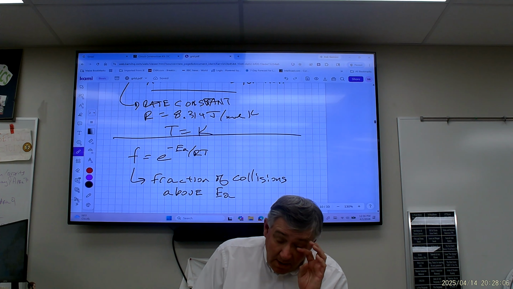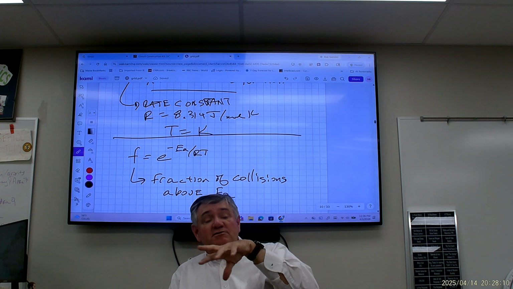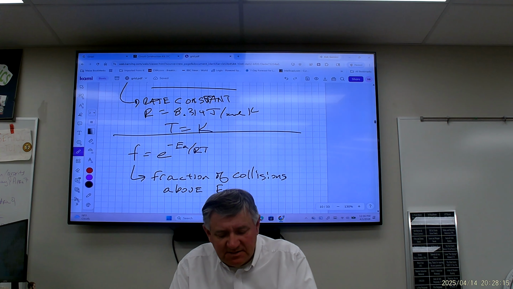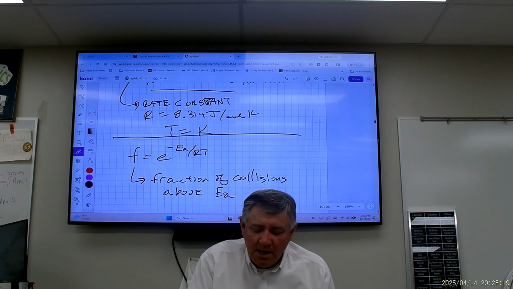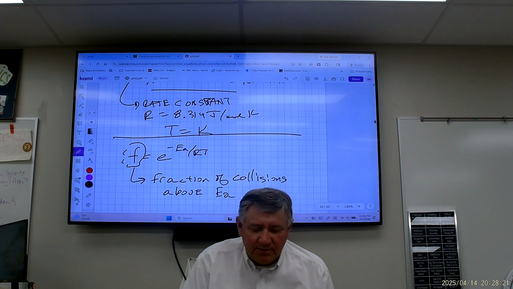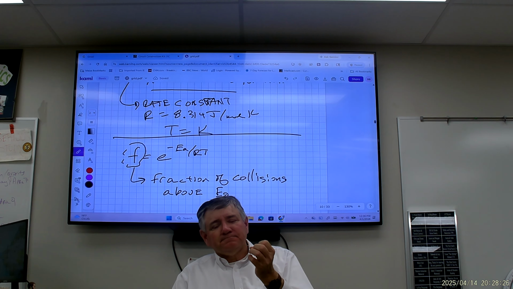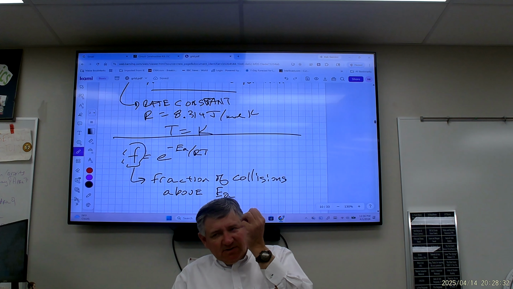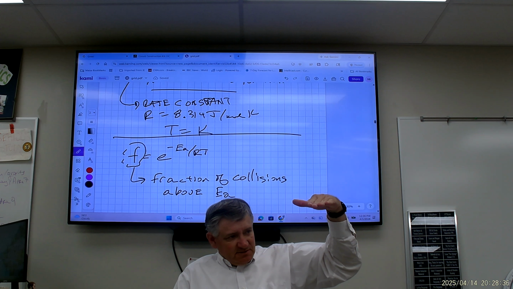Bad idea. Okay, so here's a slightly different version of that first equation. The only difference is this doesn't have the A in front of it. It's the exact same equation, but it gives you a different value. What this gives you is the fraction of collisions that are above the activation energy.